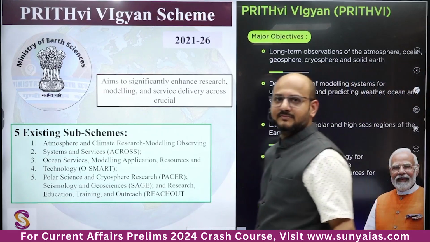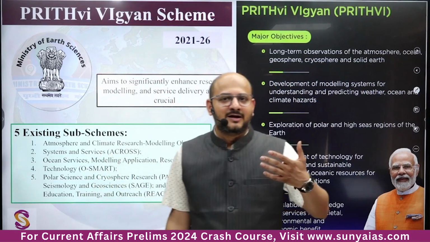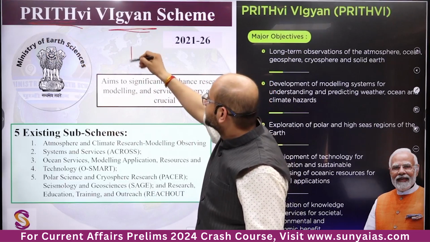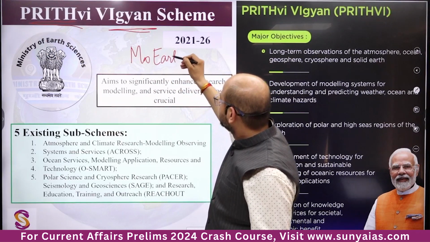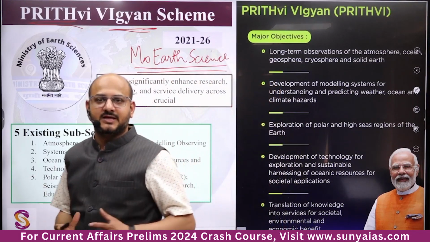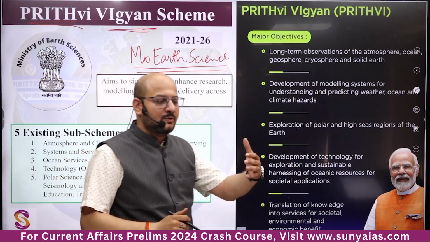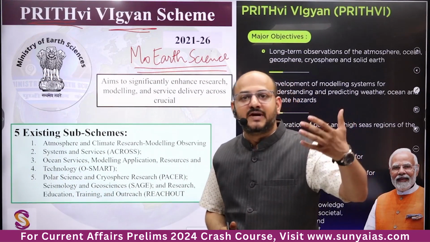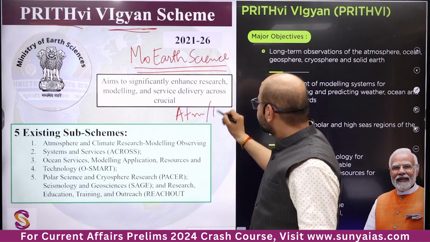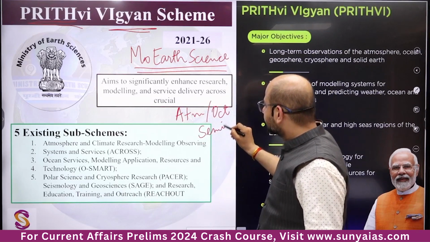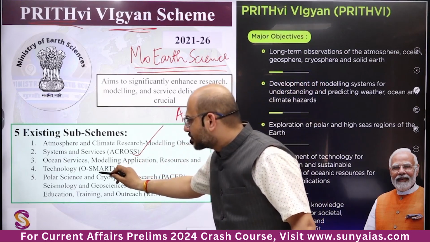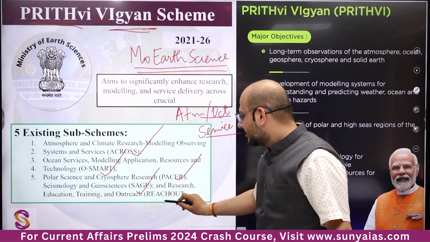Prithvi Vigyan Scheme. Here it's very easy to get to the ministry of it. Prithvi means earth, Vigyan means science. So Ministry of Earth Science. देखो मिनिस्ट्री ऑफ अर्थ साइंस की बहुत सारी स्कीम्स है जिसको हम पढ़ते नहीं है. Related to, they do a lot of modeling into the atmosphere. They collect lot of data from the atmosphere as well as ocean, seismic activities. So different schemes are there like Across, O-Smart, Pacer, Sage, Reach Out scheme.